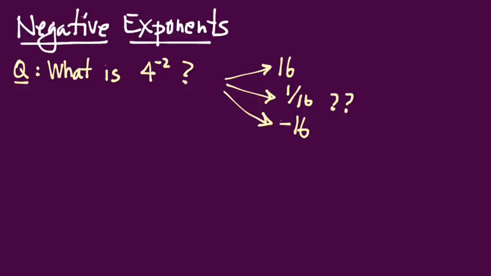Because it can't be all three. All three of them could be wrong, but they certainly all can't be right. So we have to figure out how to handle a negative number that shows up in an exponent.